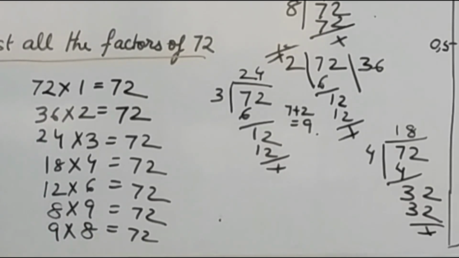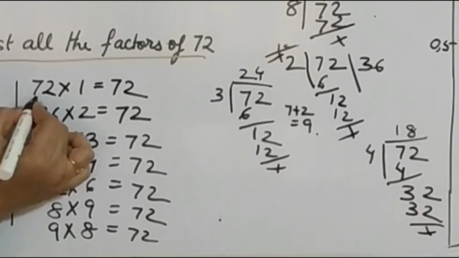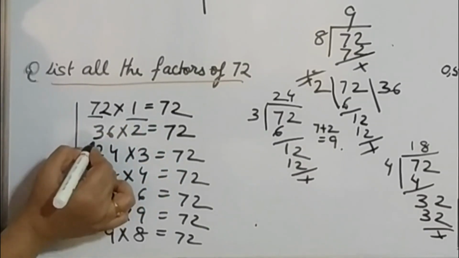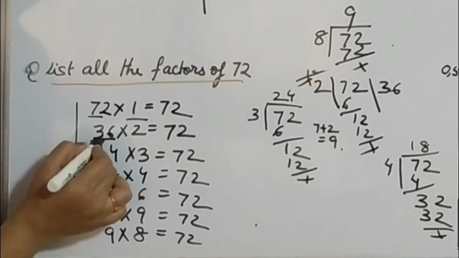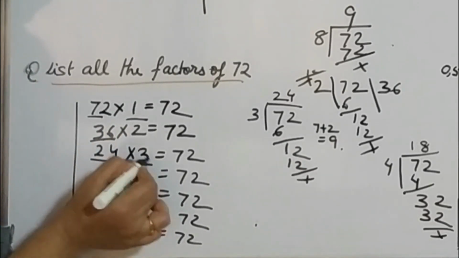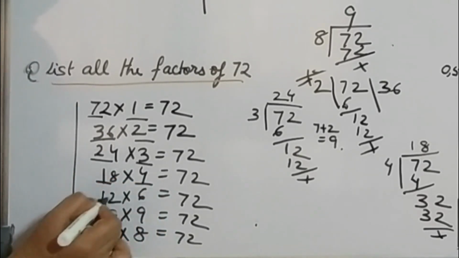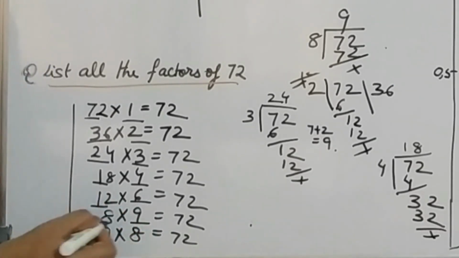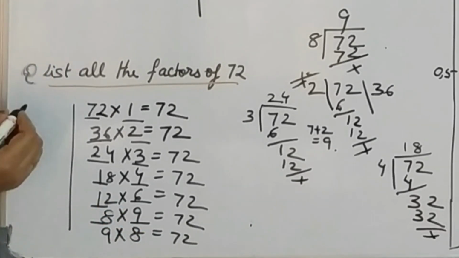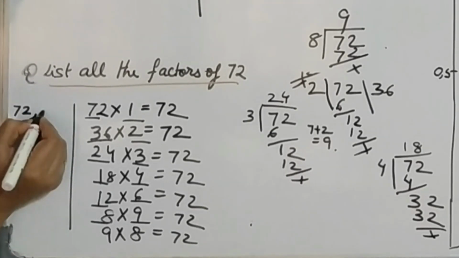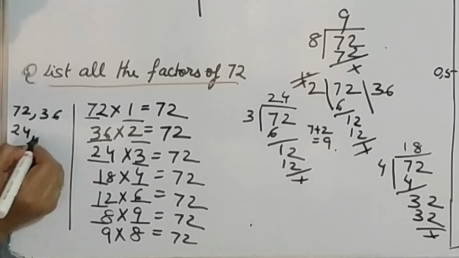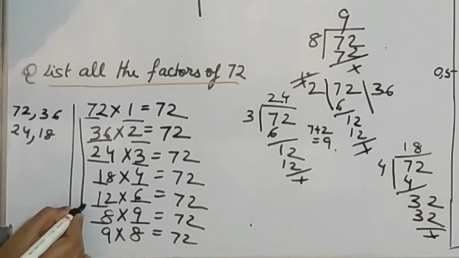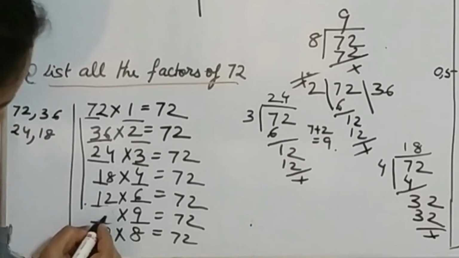And what are the factors of 72? We can write the factors of 72. I'll write over here. Factors of 72 are 72 itself, 1 also, 36, 24, 2, 3, 18, 4, 12, 6, 8, 9. We will not count 8 and 9 again. So the factors of 72 are 72, 36, 24, 18, sorry, here it's in decreasing order.